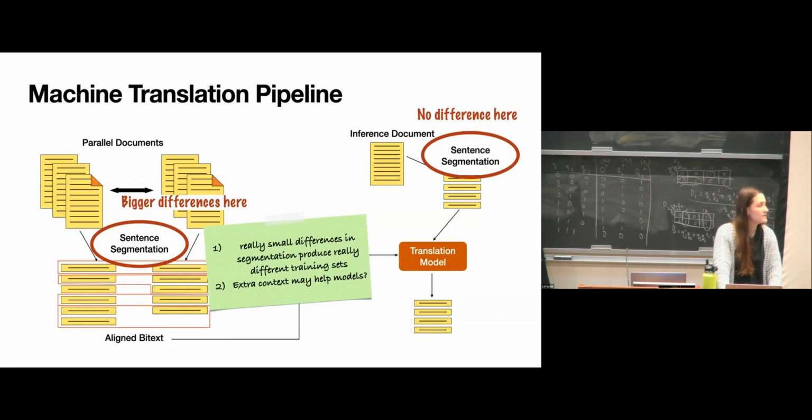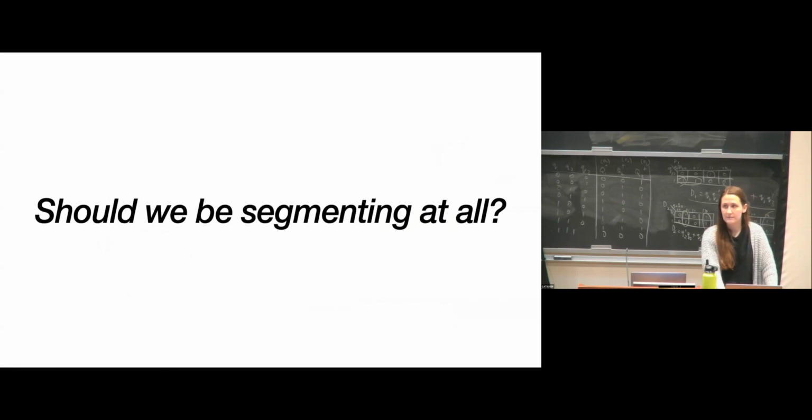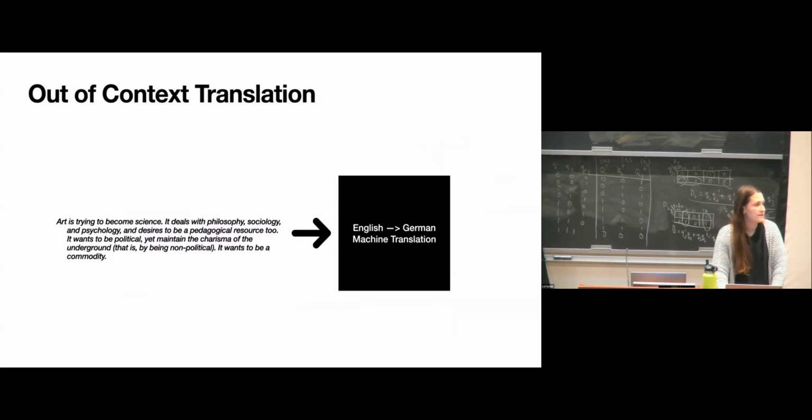We also saw some small indication that extra context or unsegmented text might actually be helping the models. So if removing errors still creates these really different training sets and extra context is helping models, we might be asking ourselves if we should be segmenting at all. So let's revisit this machine translation problem in its current state, but reframe it for what it is. It's out of context translation.